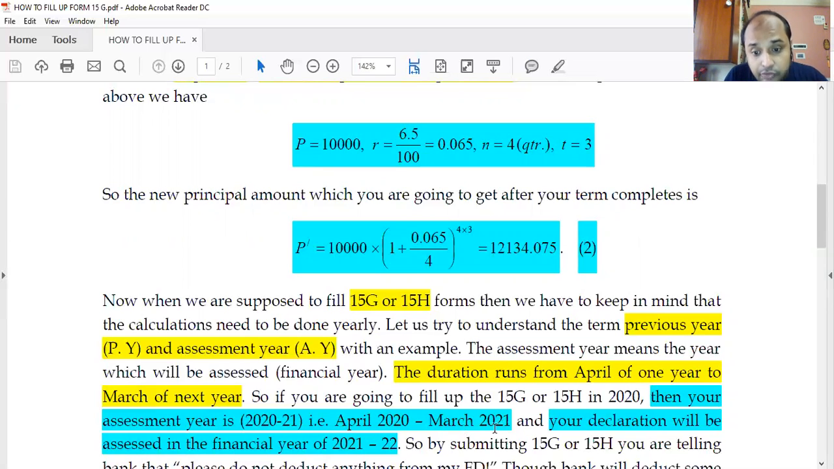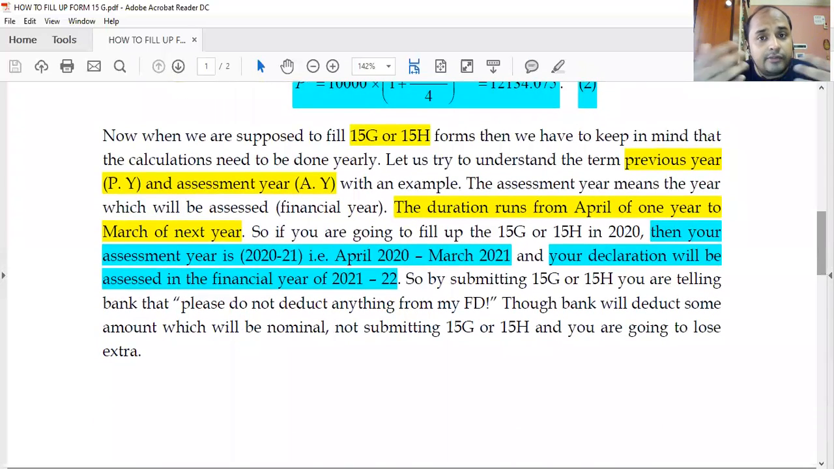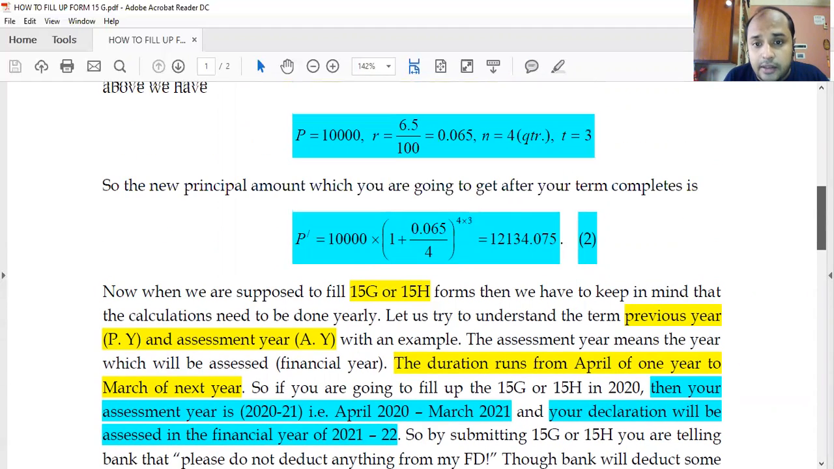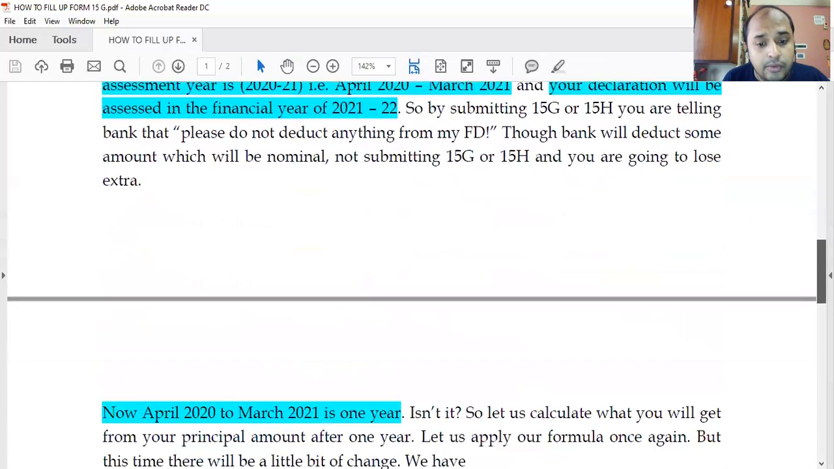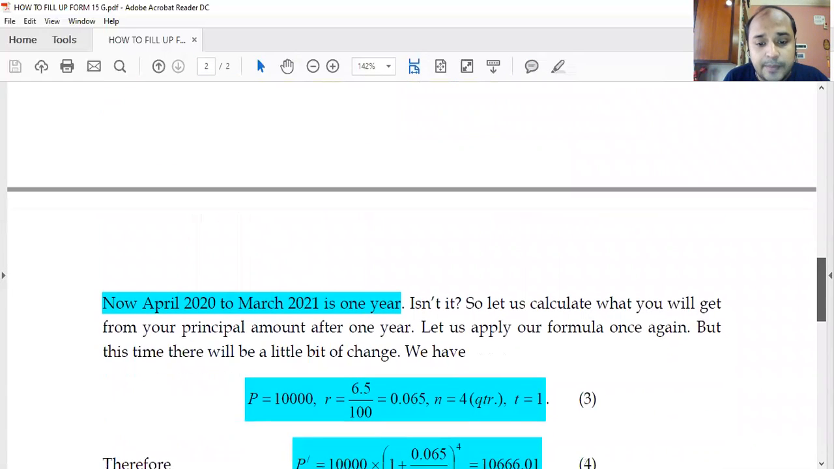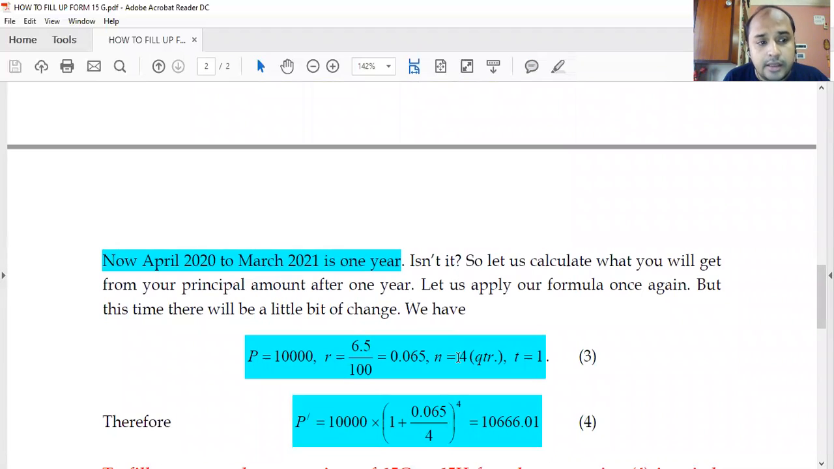So your declaration will be assessed in the year 2021-2022. That will be your assessment year. Now, since the form talks about yearly income, you are supposed to apply this particular formula not for 3 years, but for 1 year. So what am I going to do? I'm going to repeat this calculation, and it's only made for 1 year, not for 3 years.